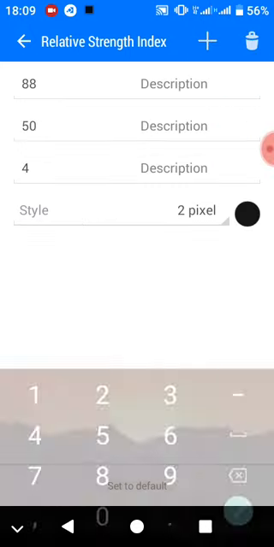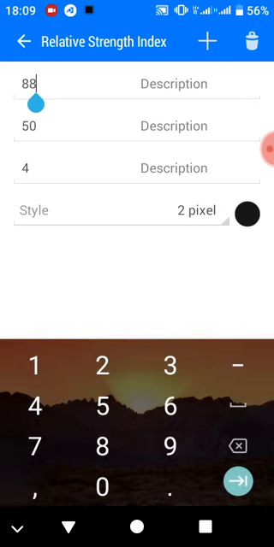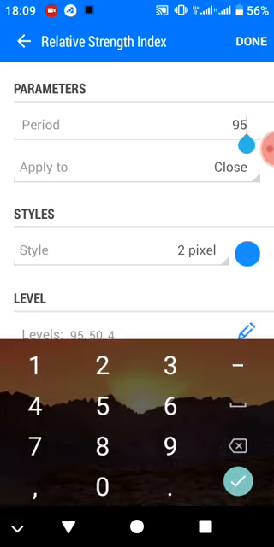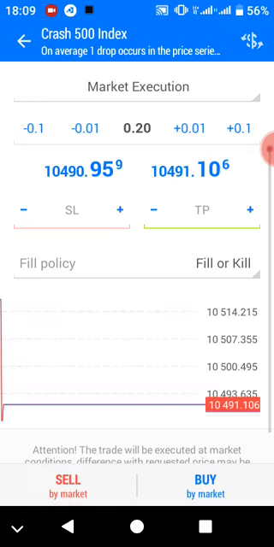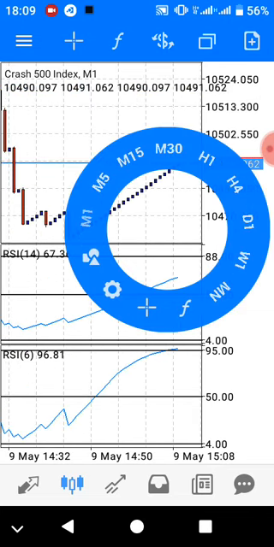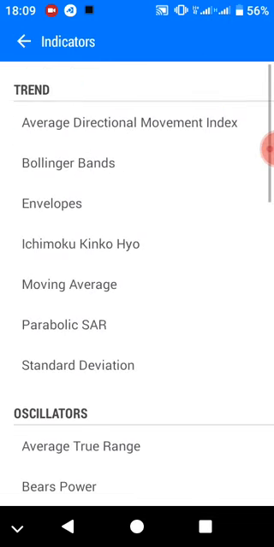RSI 6, sorry, with levels 95, 4 and 50. Choose the color that you want, levels 95 and 4, you click done. Okay, so you add the awesome oscillator.